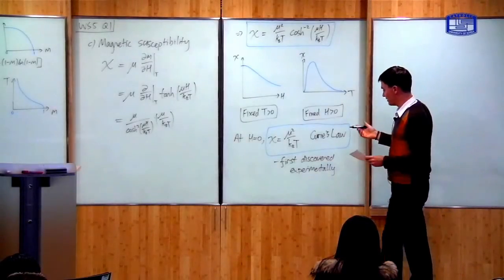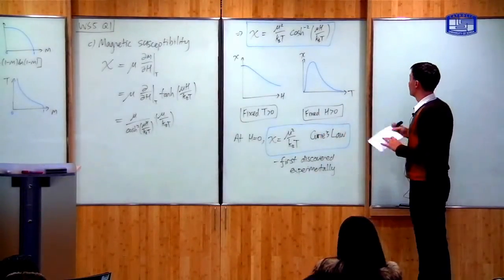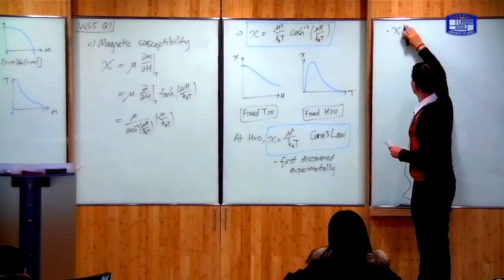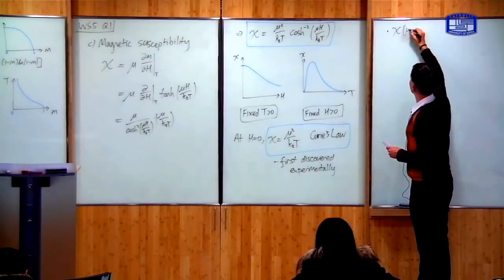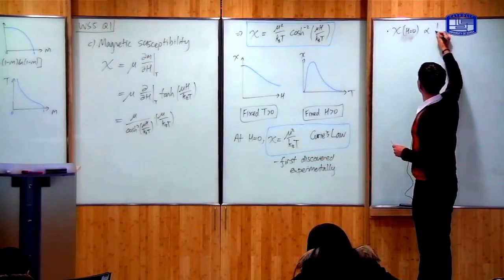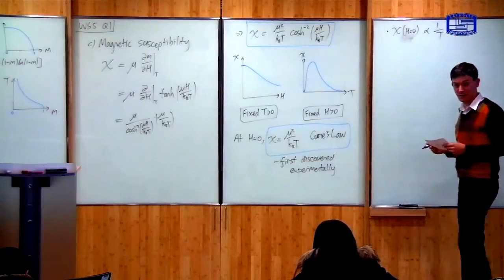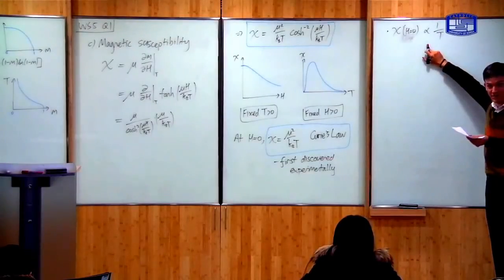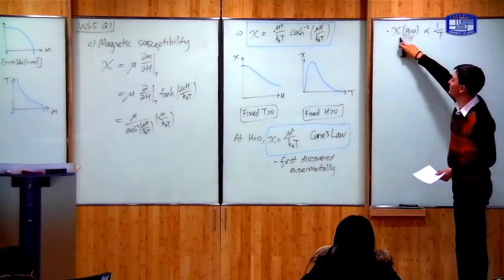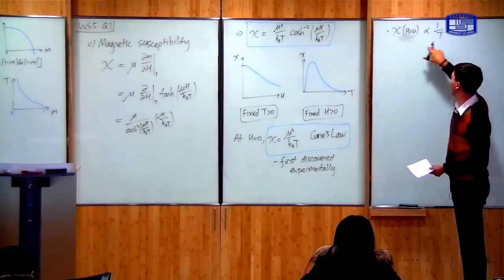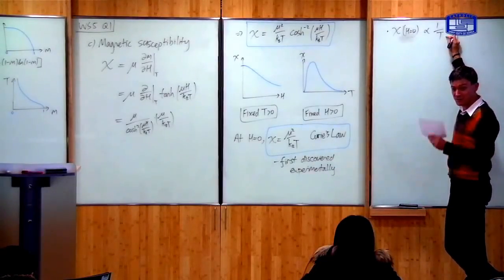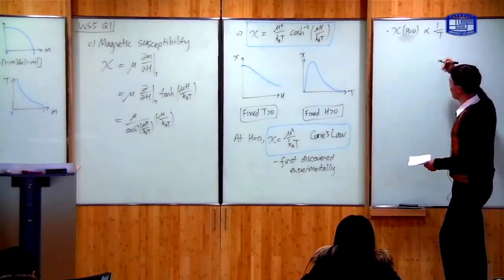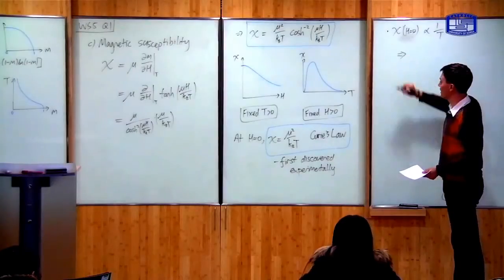There's one more interesting point I want to make about this. The fact that chi at h equals 0 is proportional to 1 over T means that you can use this as a thermometer. If I have a paramagnet and I measure its susceptibility, I know that that susceptibility is inversely proportional to temperature, and therefore by measuring its susceptibility, I can calculate the temperature. So paramagnets can, for this reason, be used as thermometers.